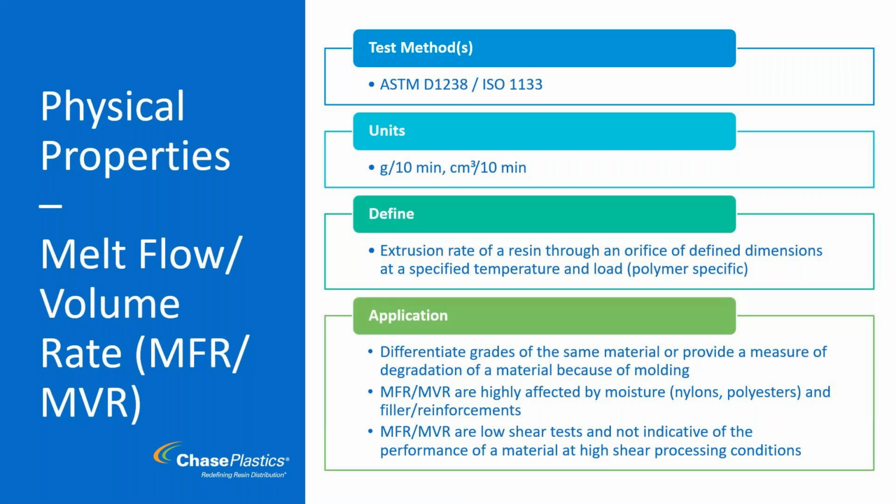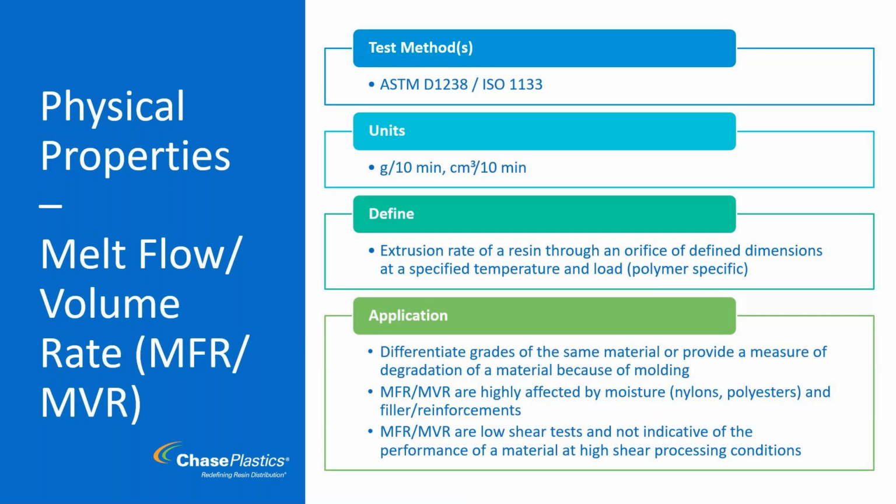The other thing to note is that melt flow and melt volume rate tests are highly affected by moisture, filler, and reinforcements. Certain materials that are very sensitive to picking up a lot of moisture, like your nylons or your polyesters, are unlikely to have melt flow data because it is very affected by moisture. Within the same lot of material, if you take it at 0.05% moisture and 0.2% moisture, you'll have a large difference in melt flow because it is so affected by moisture.